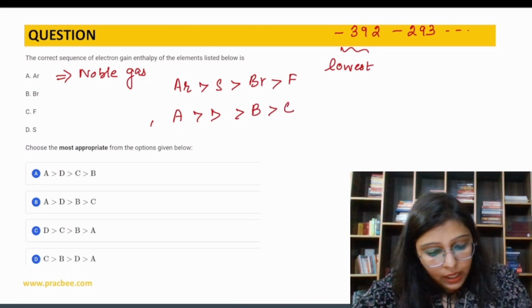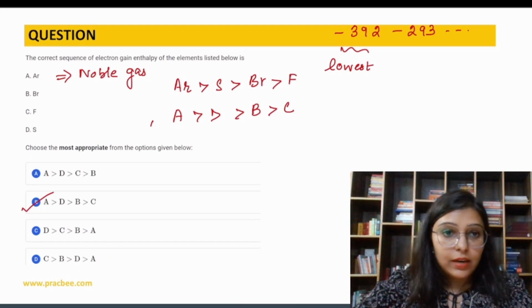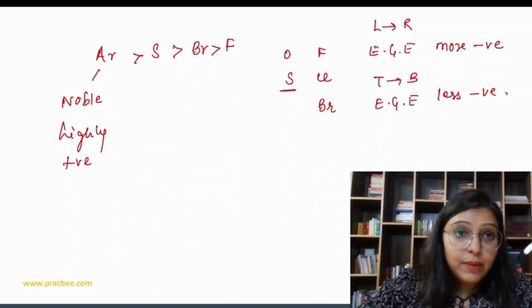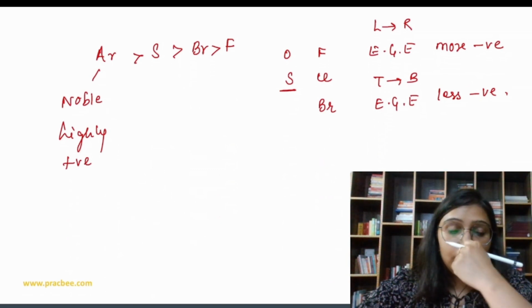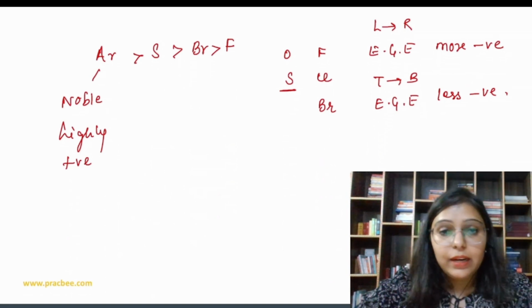So argon is A, sulfur is D, then bromine is B, and then fluorine is C. So we have AD, BC. So option B is the correct answer. Understood now? More negative electron gain enthalpy means less value, and more positive means more value. So we have to understand in that way.